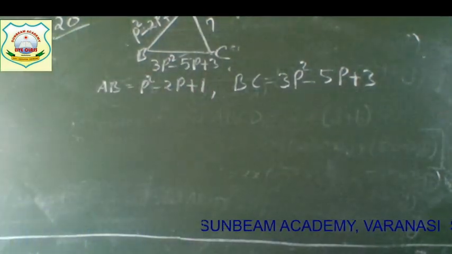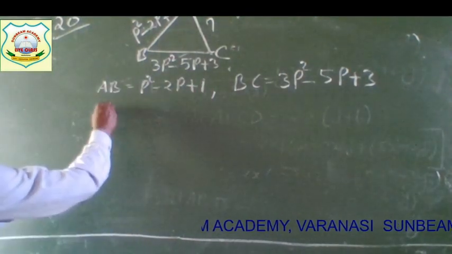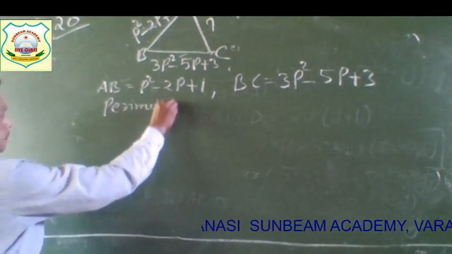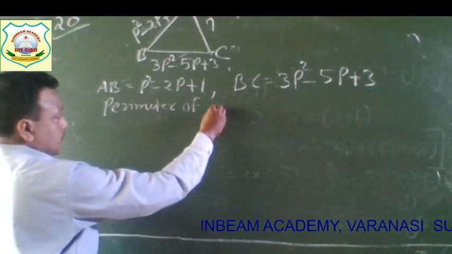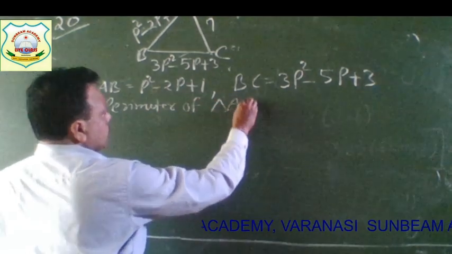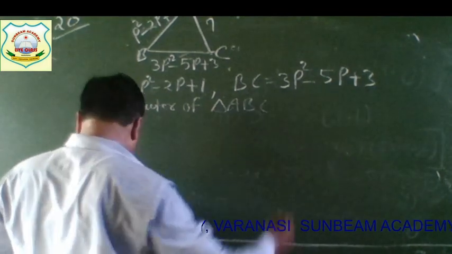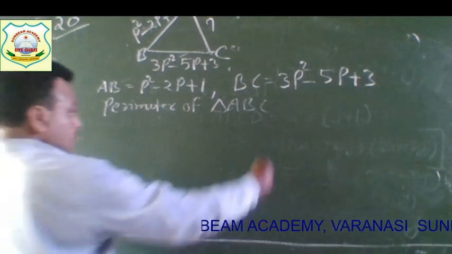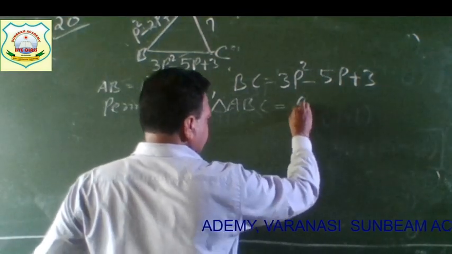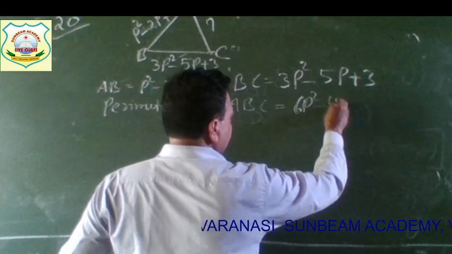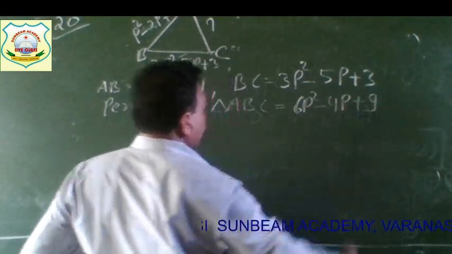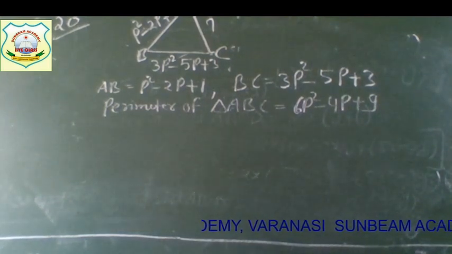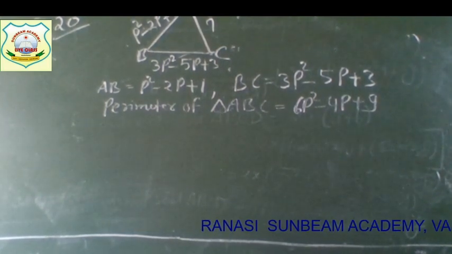Students, now you can see the perimeter of triangle ABC is already given, and you can see it in your book: 6p square minus 4p plus 9. So what do we want to find, students? We want to find the value of the third side. So how can we find the third side value?